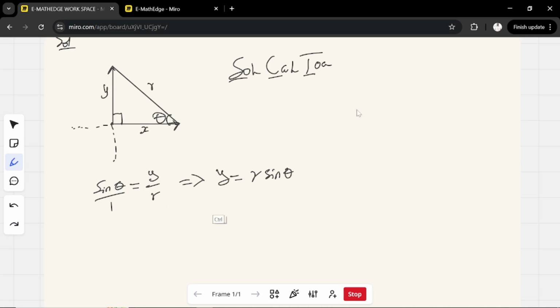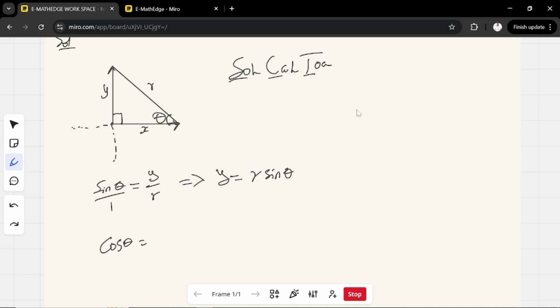That is for the y-axis, right? So now let's deal with the cos. Let's go for cos theta is equal to, now, from SOHCAHTOA, we observe that cos theta is adjacent all over hypotenuse.